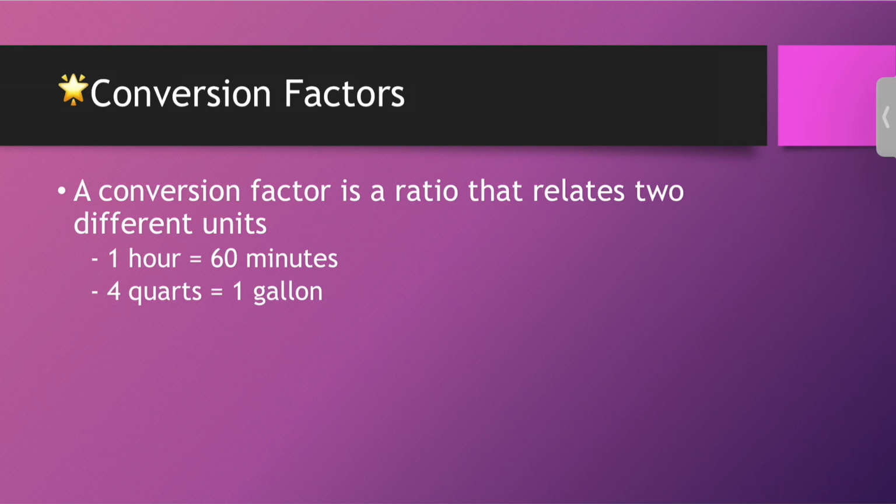And dimensional analysis all starts with a conversion factor. The conversion factor is simply a ratio that relates two different units. For example, 1 hour equals 60 minutes. That's a conversion factor. 4 quarts in a gallon, also a conversion factor. A ratio that just relates two different things.